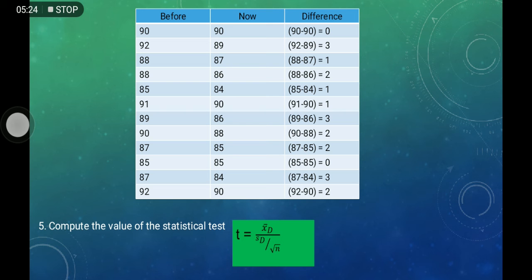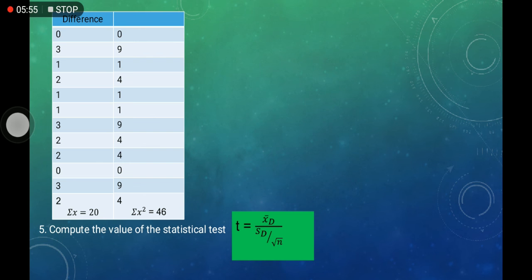So, 90 minus 90 equals 0, 92 minus 89 equals 3, 88 minus 87 equals 1, 88 minus 86 equals 2, 85 minus 84 equals 1, 91 minus 90 equals 1, 89 minus 86 equals 3, 90 minus 88 equals 2, 87 minus 85 equals 2, 85 minus 85 equals 0, and 87 minus 84 equals 3, and 92 minus 90 equals 2. So, our difference is, total siya sa 20.